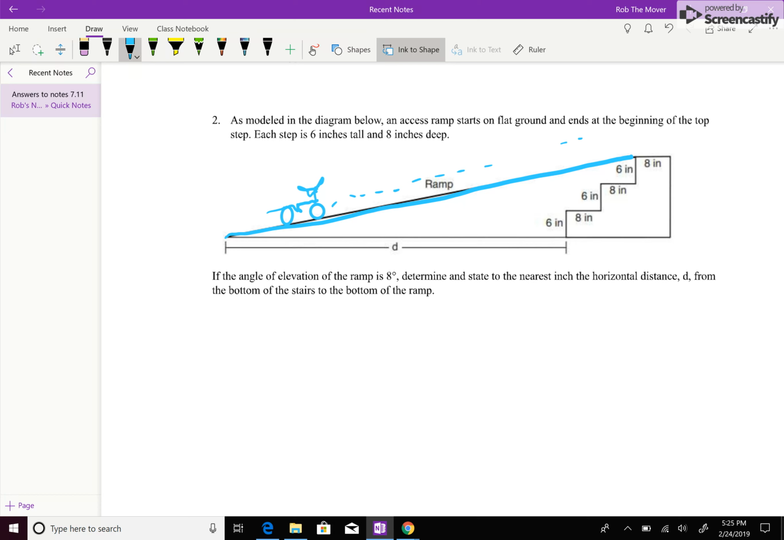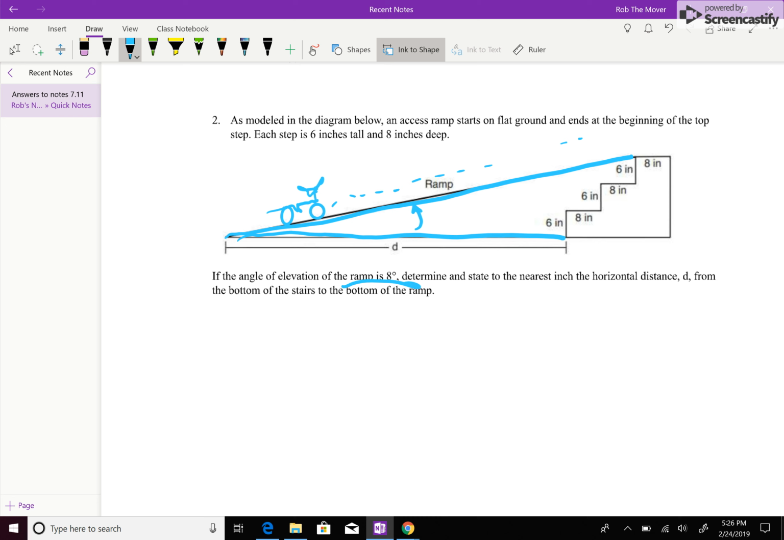Ramps are important. Obviously, we see them a lot in New York, and they can only have a certain angle of elevation. This angle can only be so high when you're building a ramp in New York, because they don't want somebody in a wheelchair to come flying down the ramp too fast and, when they fall, break their neck and possibly die. So New York City has a certain requirement for how big this angle can be.